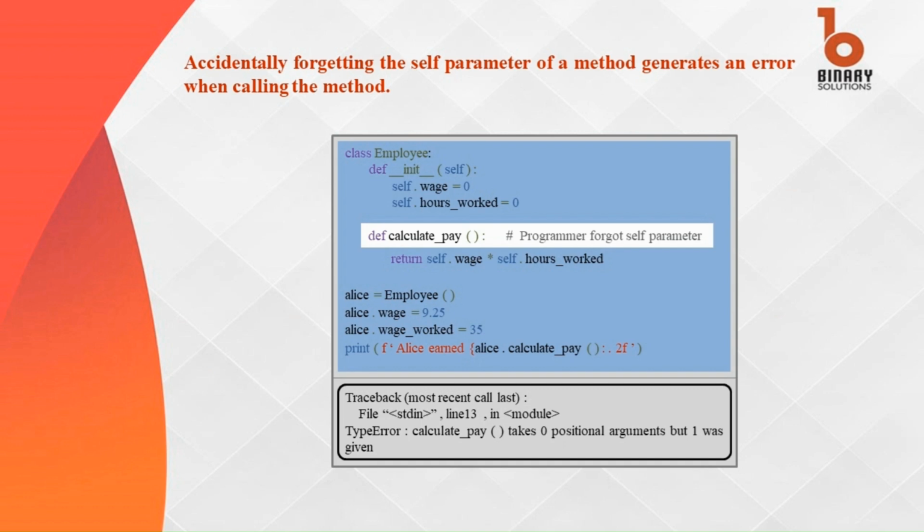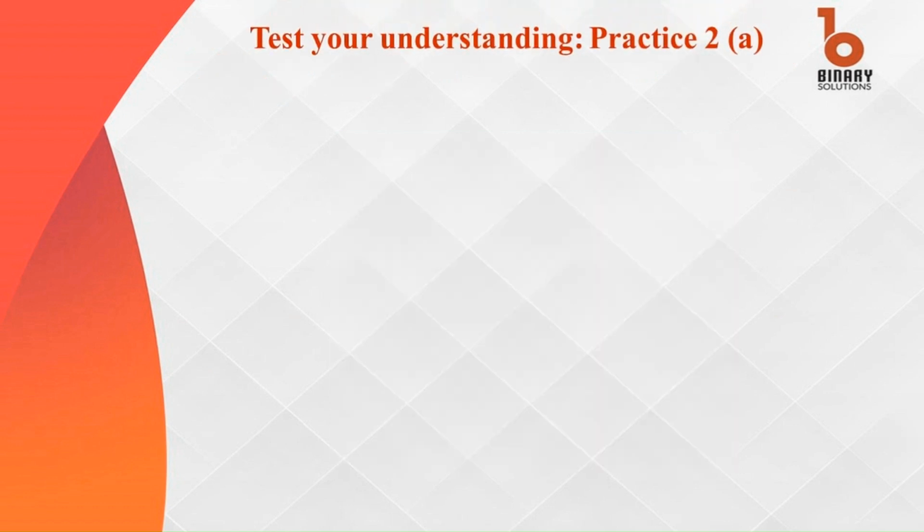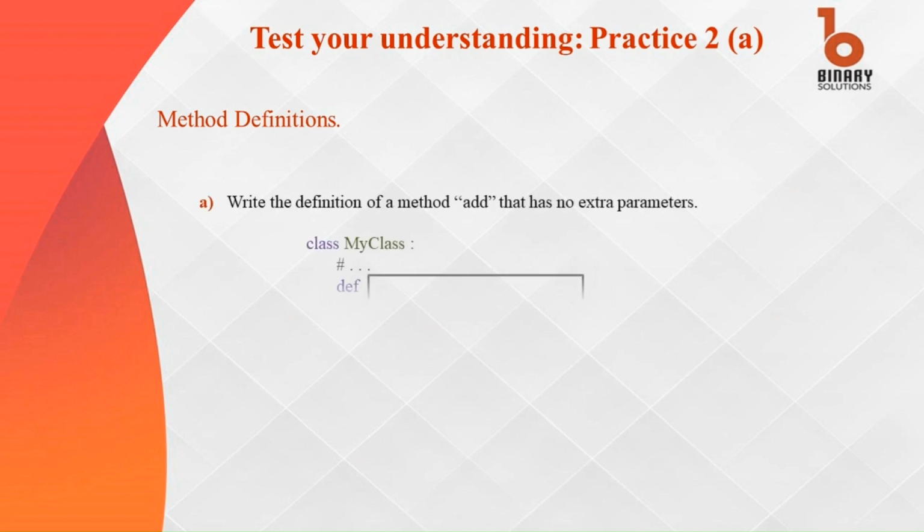After understanding the concepts of method definitions, let's put your understanding to the test with some practice questions. Think through each question carefully and then share your answers in the comments below for me to check. Let's see how well you've grasped this concept. Alright, here's your first question. How would you complete the definition of the add method in the myClass class so it sums up self.x and self.y without any extra parameters?